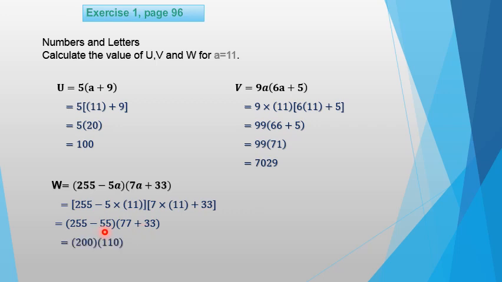255 minus 55 is 200. 77 plus 33 is 110. To multiply 200 by 110, the answer is 22,000. You can check your result with your calculator. This is the answer of W.